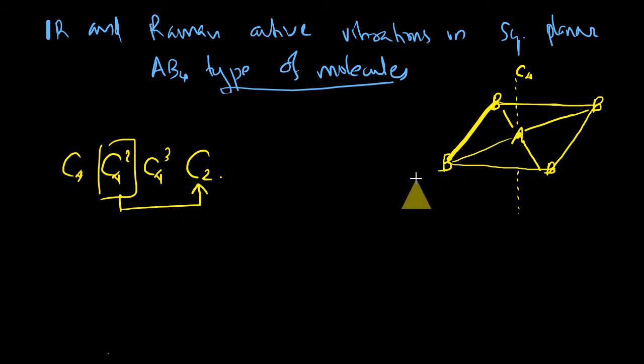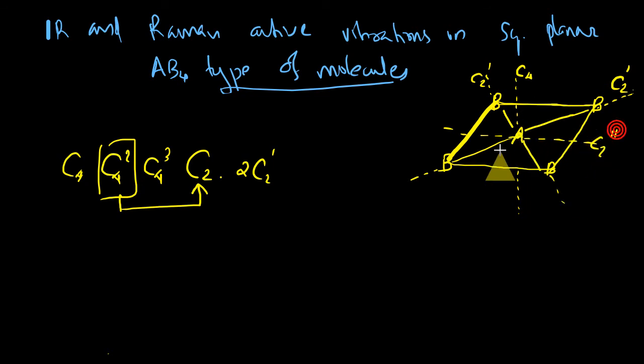C2 dash or C2 prime. C2 prime axis is this one. That is the axis which is passing through two of the opposite AB bonds, okay? So this is a C2 axis. How many C2 axes are there like that? Two C2 axes are there like that. This is also a C2 dash. These are C2 dash axes. So there are two C2 dash, and then there is a C2 axis that is bisecting the BAB bonds. This is C2 double prime, and there is another axis like that. That is also a C2 double prime axis. So there are two C2 double prime axes.